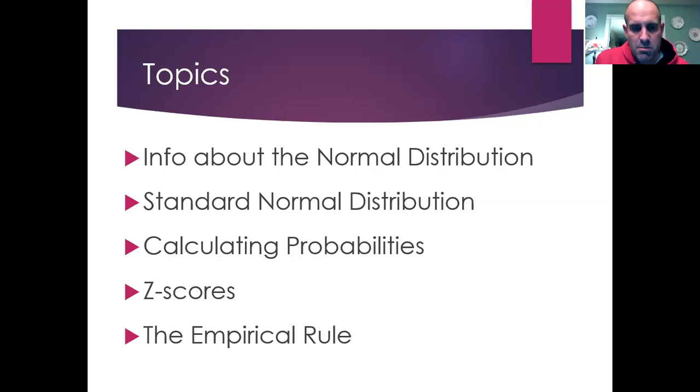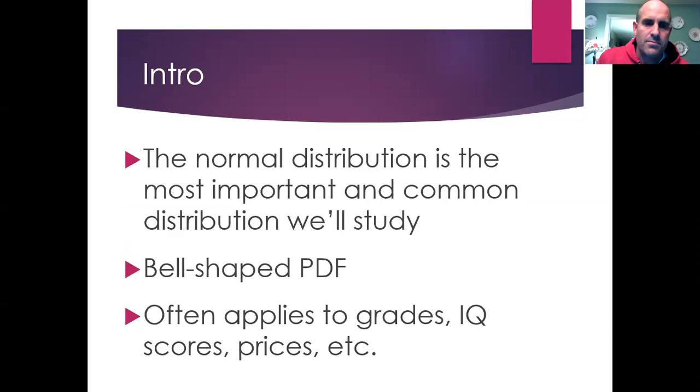We'll talk about calculating probabilities. We'll talk about something called z-scores, which is basically the result of converting things into the standard normal format. And we'll discuss an empirical rule at the end. So like I said, this is clearly the most important and common distribution that we'll study. It's a bell-shaped thing. In fact, sometimes this is called the bell-shaped curve.